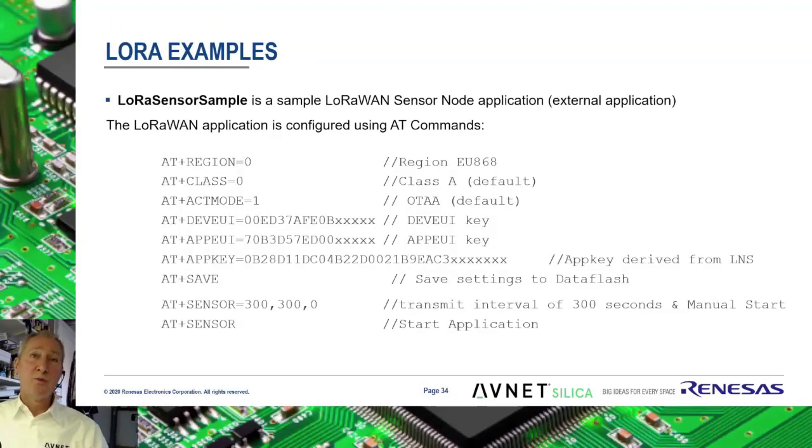Once the hardware has been set up and powered, and subsequently the compiled project has been downloaded to the target and started, the connection must be initialized with these 7 AT commands listed here. Finally, the transmission interval and manual start setting are sent to the target and it is started.